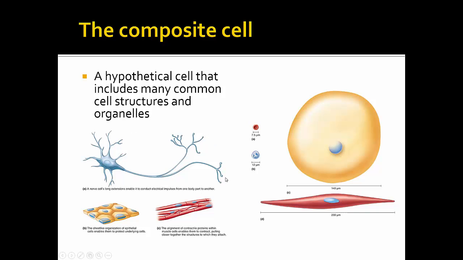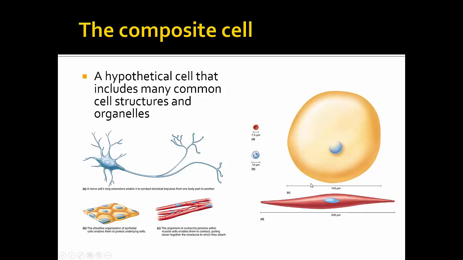So if you look at this first one here, this is a neuron or a nerve cell, and it is designed specially to transmit signals, okay? So it has a unique structure for its particular function versus an epithelial cell, which is sheet-like and forms layers of tissues, versus a muscle cell, which is full of these lines of contractile proteins so that the muscle can lengthen and shorten. So all of these cells have distinct features and distinct functions, but they share a lot of common attributes, and that's the composite cell that we'll look at.